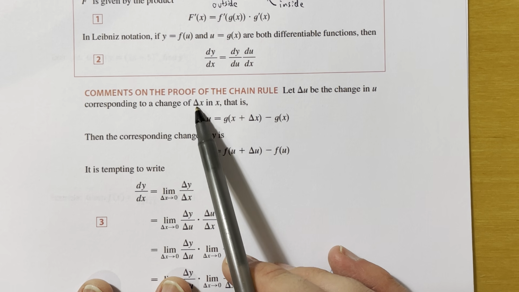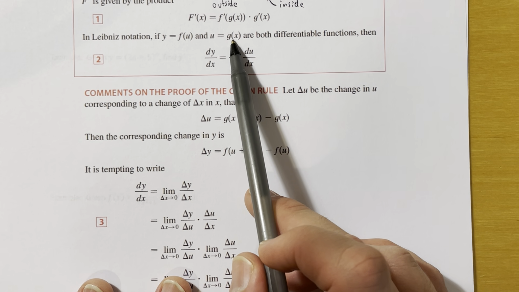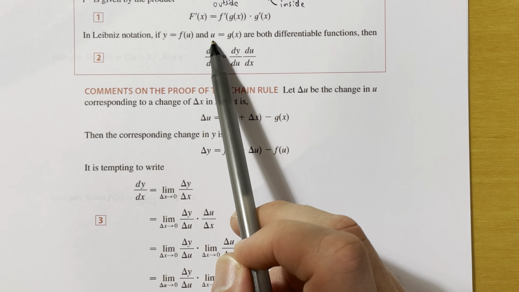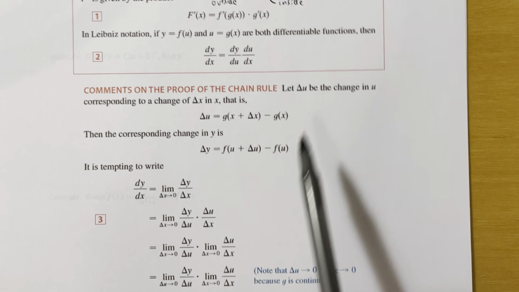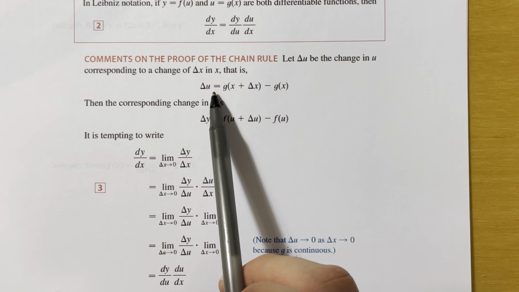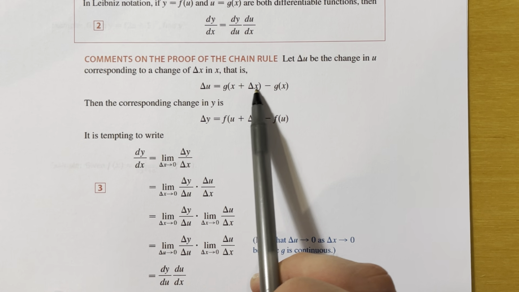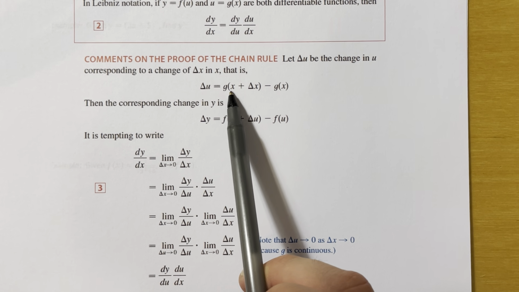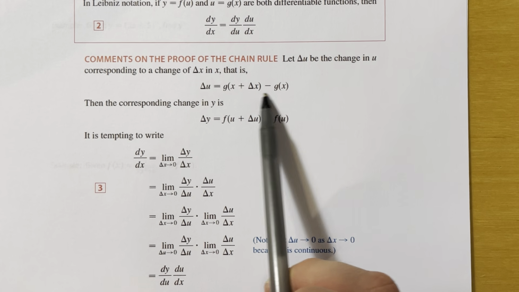Now, if you have a change in x, because that's the input for our g of x, that's going to give a corresponding change in u, because that's like the dependent variable here, okay? And that corresponding change would be given by this. We've talked about this sort of expression already. Delta u would be equal to g of x plus delta x minus g of x.